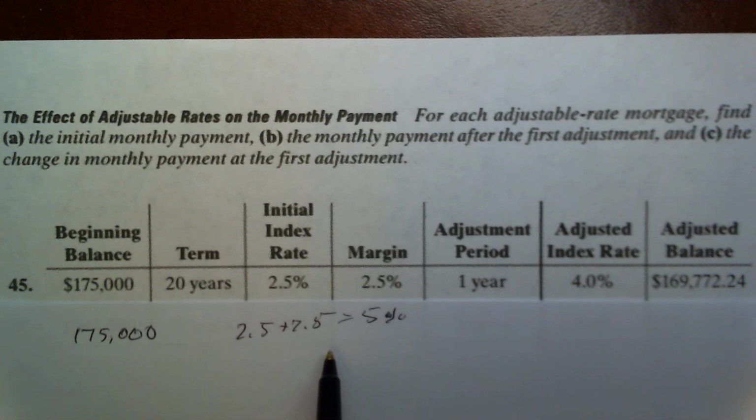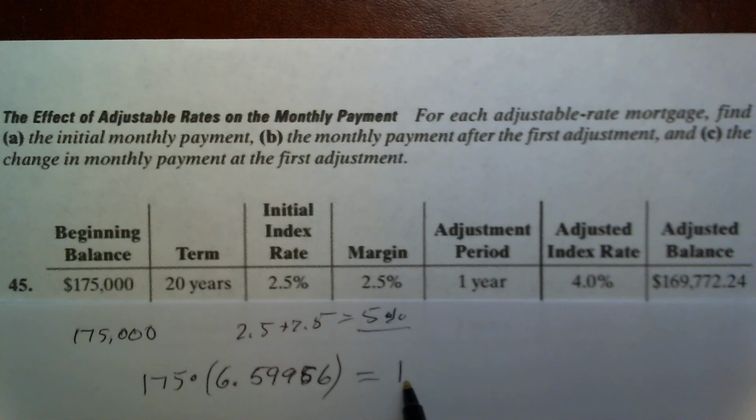And so now, it's for 20 years, so we have the interest rate of 5%, and for 20 years, and so we can go to table 6. And for 5% for 20 years, we find that the rate is 6.59956 per $1,000 financed. So we need to multiply that by 175, and that is equal to $1,154.92. So that's the initial monthly payment.